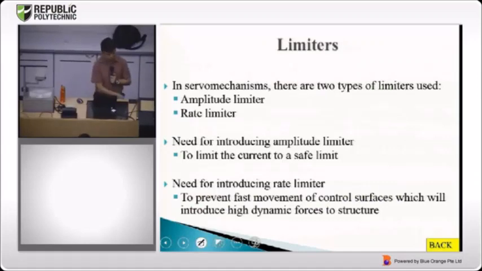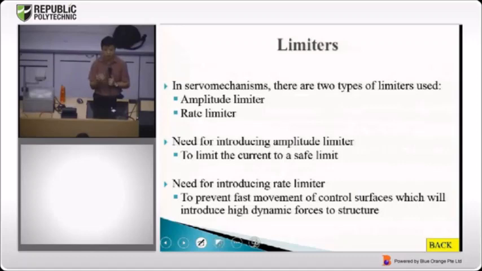Okay, next is called your limiter. Now, under limiter, there are two types of limiter. First one is called your amplitude limiter. The other one is called your rate. Now, amplitude means how high. If you want to equate, it is how much force you want to apply. Rate is how fast you want it to apply.